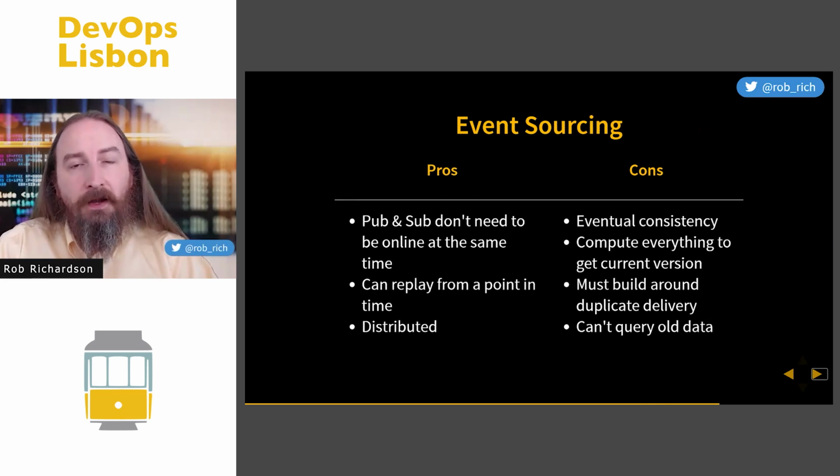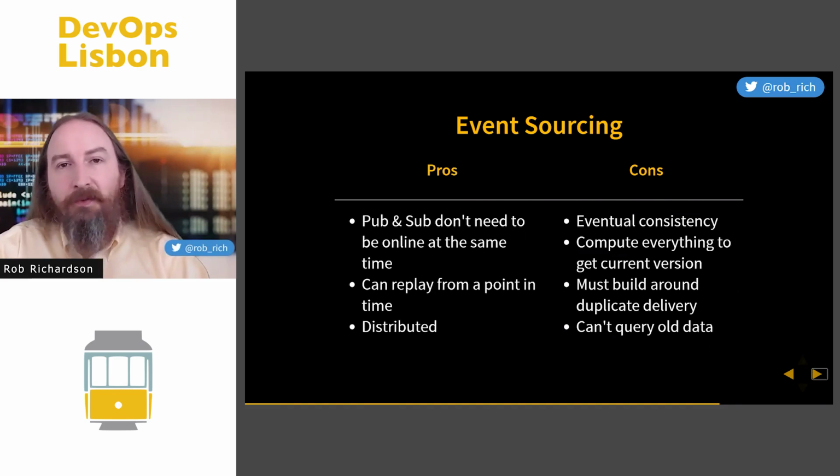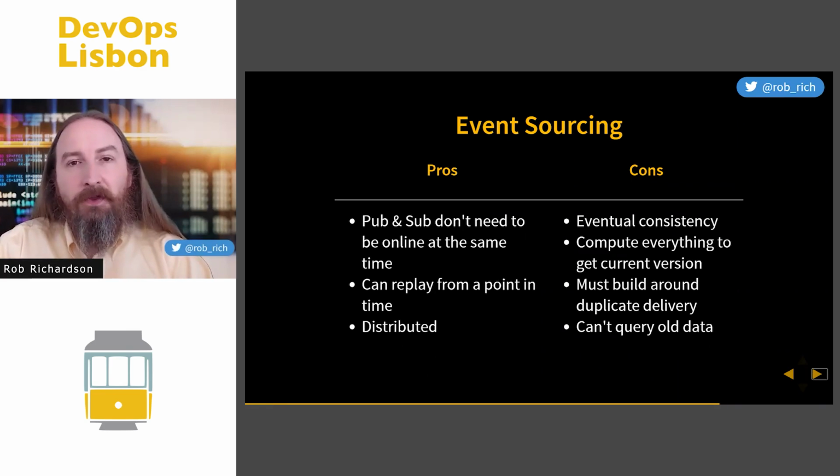On the upside, it's great to be able to keep track of changes to communicate asynchronously between these services. On the downside, it is a very eventually consistent system. The only way to get to the current version is to start at the beginning and play all the way through again. So we may end up with a cache in another data store that keeps track of that current version that we can read.